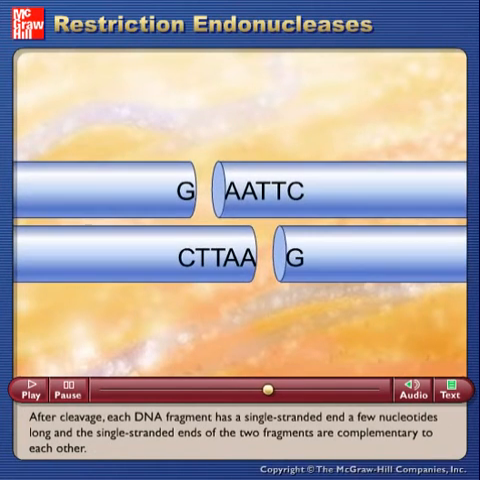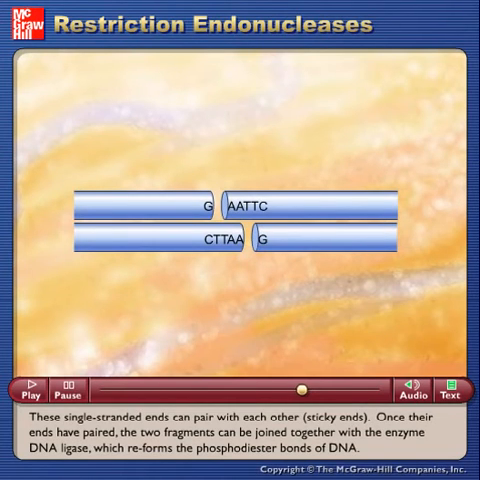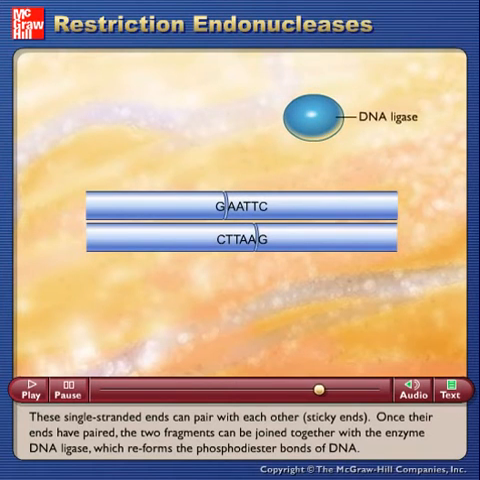After cleavage, each DNA fragment has a single-stranded end a few nucleotides long, and the single-stranded ends of the two fragments are complementary to each other. These single-stranded ends can pair with each other; they are called sticky ends. Once their ends have paired, the two fragments can be joined together with the enzyme DNA ligase, which reforms the phosphodiester bonds of DNA.